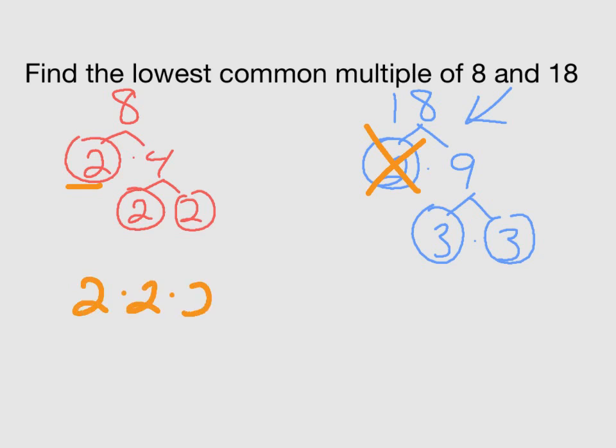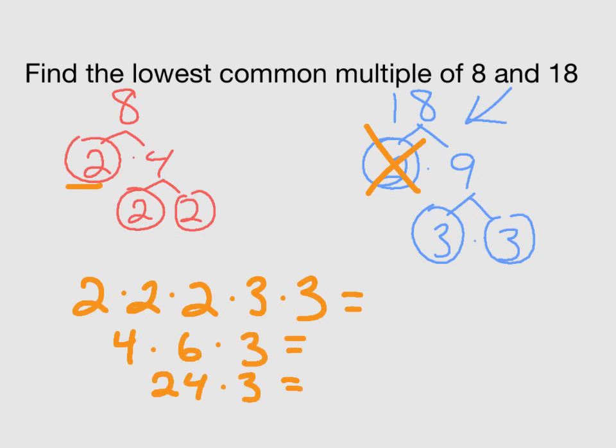And we have 2 times 2 times 2 times 3 times 3, which is 4 times 2 times 3 is 6 times 3. Well, 4 times 6 is 24 times 3. And you can use a calculator if you're not sure, but it's 72. So our lowest common multiple of 8 and 18 is 72.